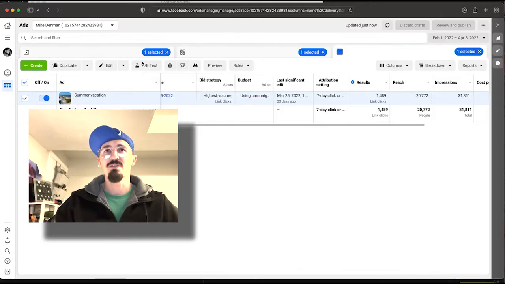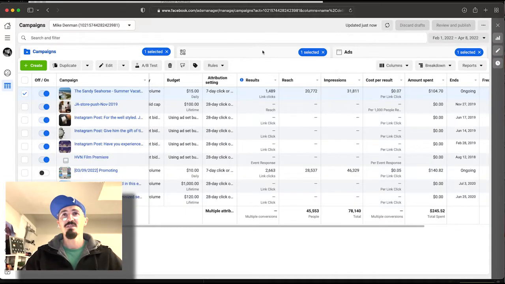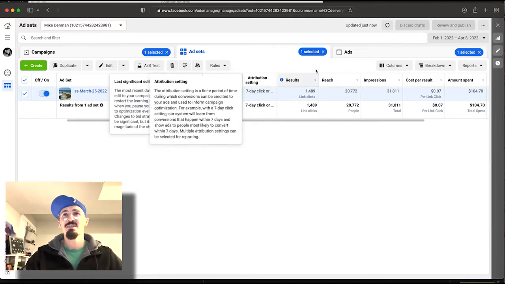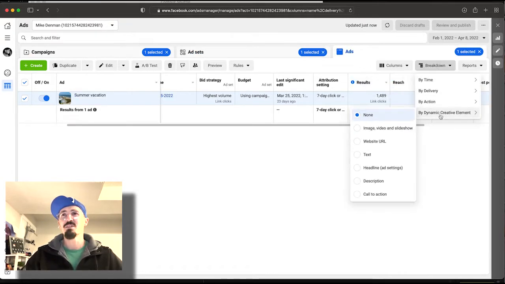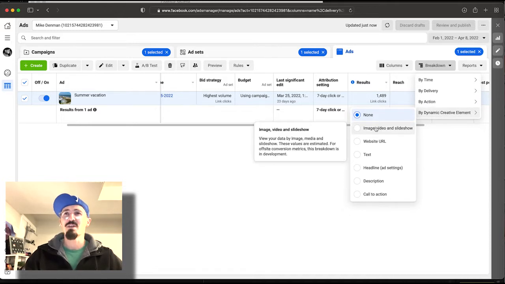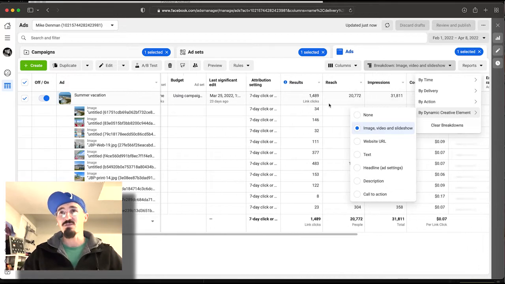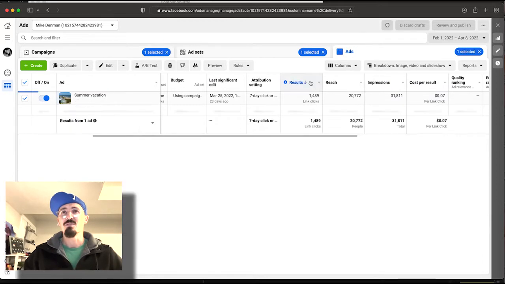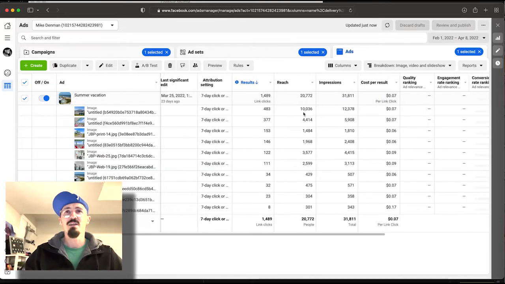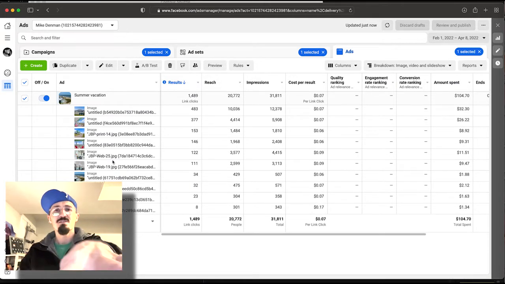So we'll close out of this and then we'll go in. This section is campaigns. This middle section is ad sets. And then this is ads. So when we go to ads, we can click breakdown. You can look up at the dynamic event, and so the image or video slideshow of which one is successful. I have to click on this thing to make it go away. All right, so let's sort it by results. And we then can see, I'll take a screenshot of this.